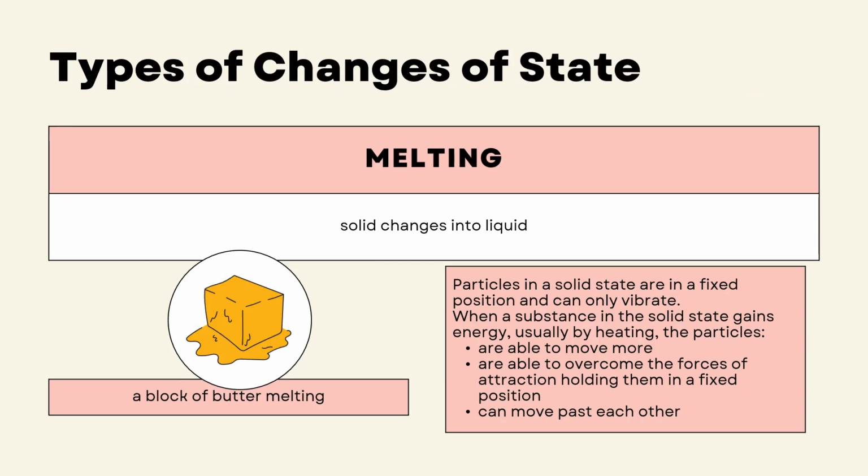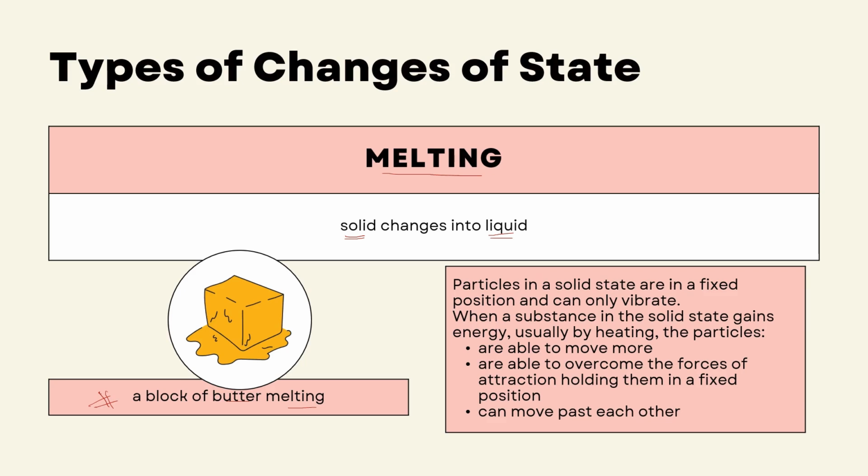Types of changes of state. First one is melting. In melting, solid changes into liquid. For example, a block of butter melting. Butter was in a solidified form. Then at room temperature, it starts to melt and become liquid.